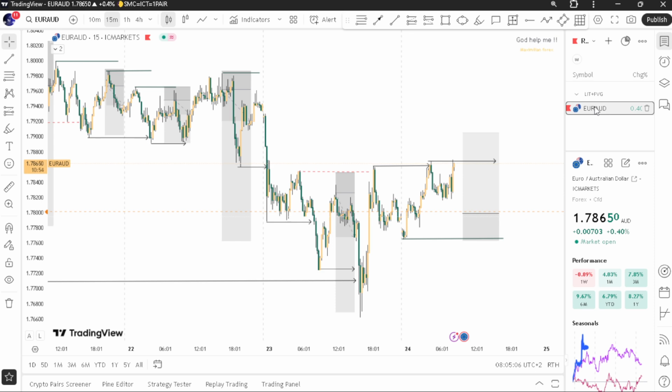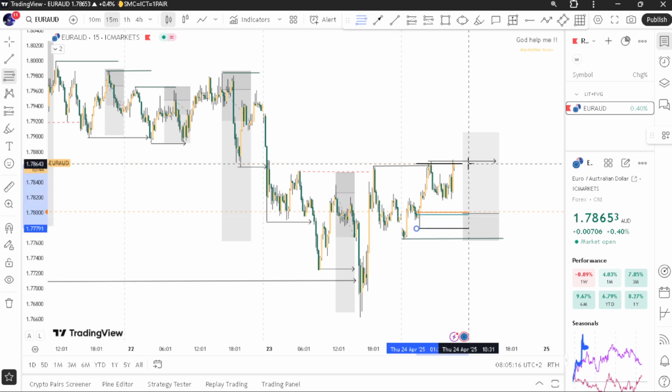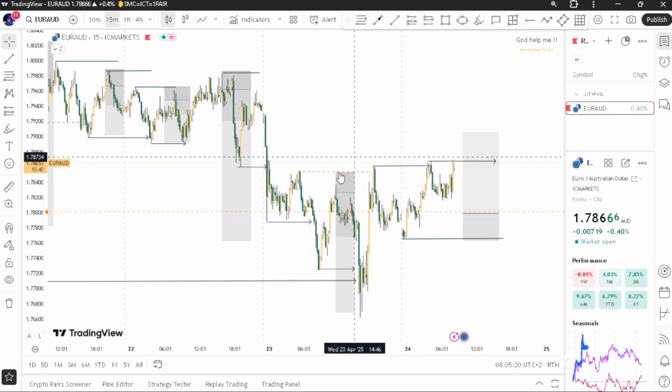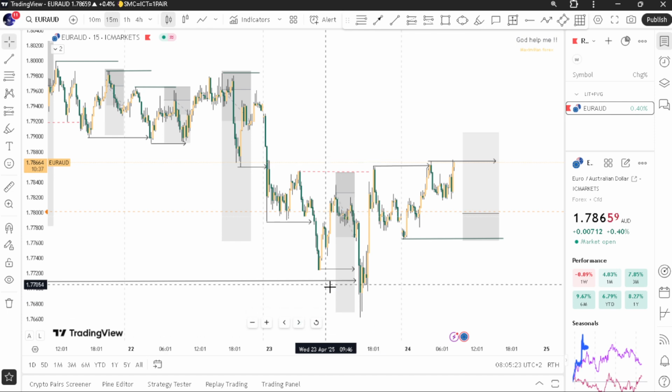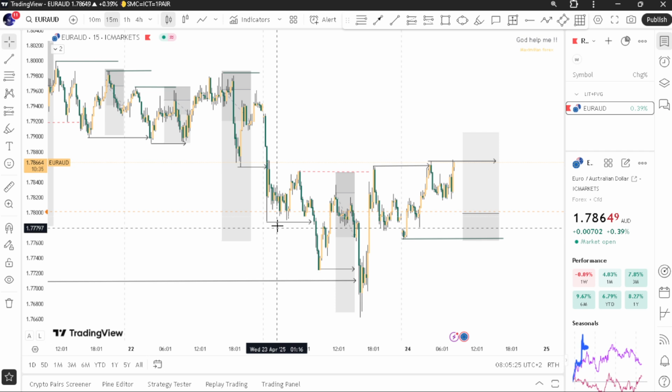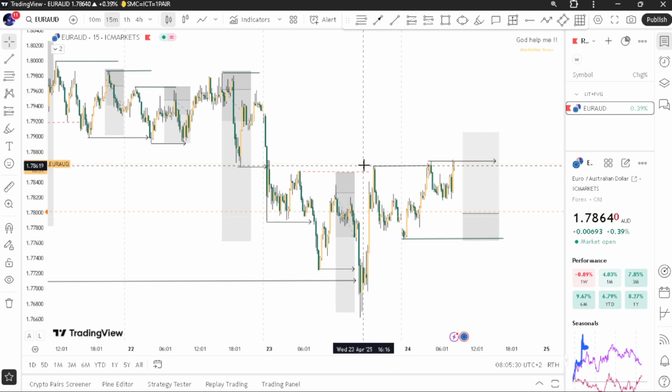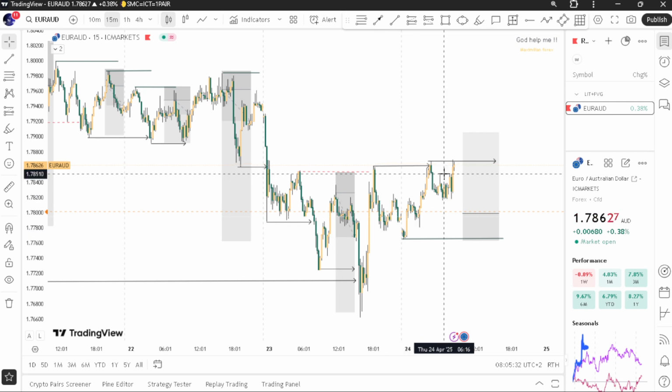Okay, so this market is showing that it's much smarter than us. This market has been very bullish. At this point you can see it took out this external liquidity, it moved up to take it out, and it broke out from here. Okay, so after the change of order, it tested here and moved up again.